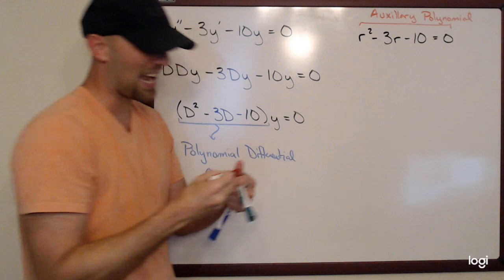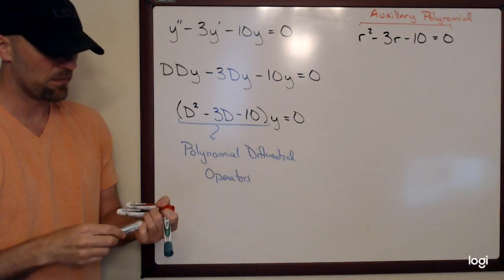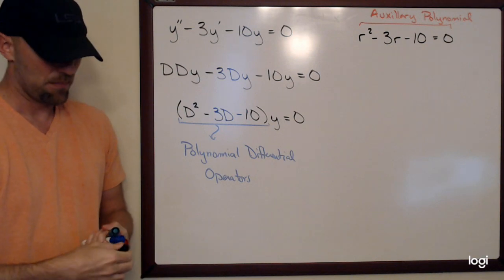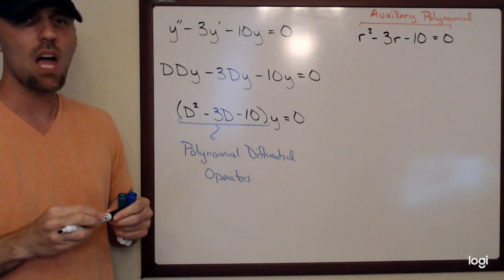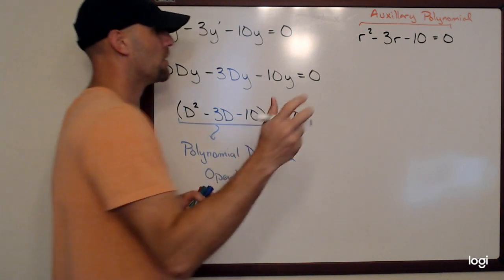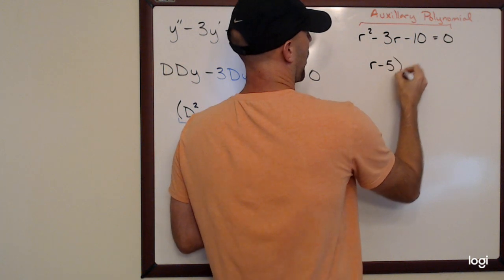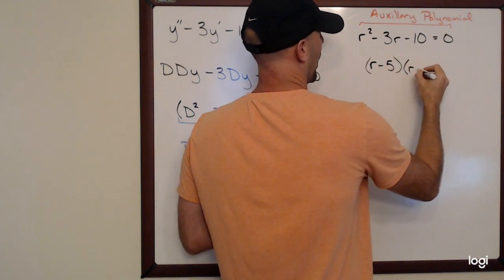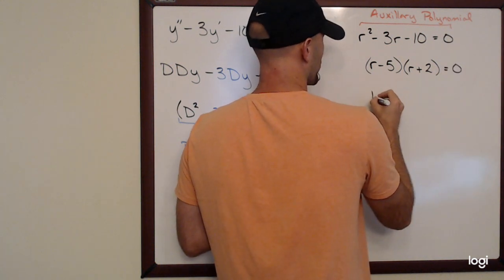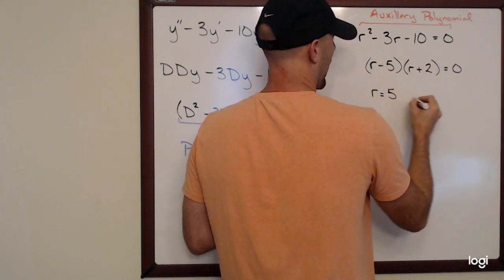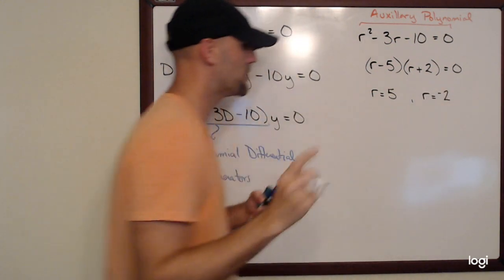Again, it's the exact same polynomial. I just replaced the d with an r so that I can work with these things in a manner which is a little bit more consistent with the appropriate notation. Now, I'm going to solve for where this is equal to 0. All right, but that's fairly easy. This factors. I've got r minus 5, r plus 2. It gives me two roots. r is equal to 5, and then r is equal to negative 2.